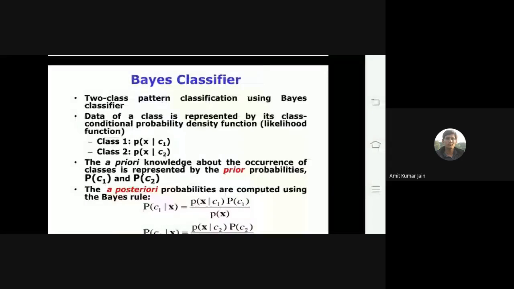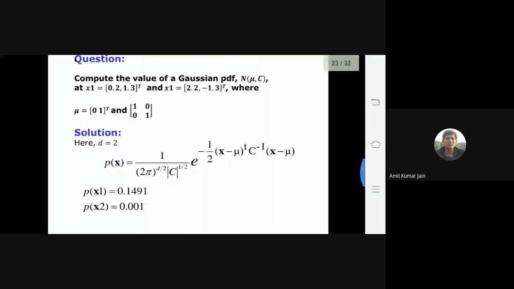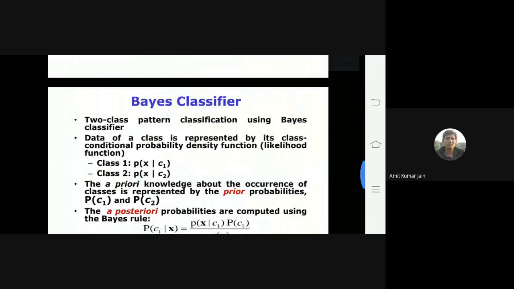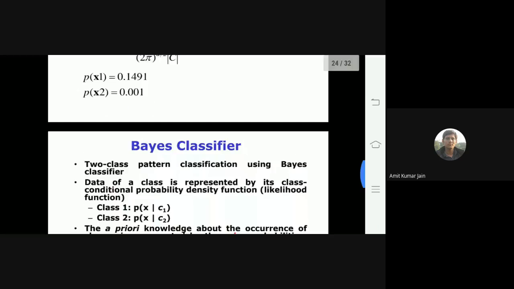For that, you have to calculate these two. One is the likelihood function, and you just replace the x value with the first testing sample value, and mu is already calculated for class 1. So in this formula, x will be replaced by the first testing sample; because you are calculating for class C1, mu will be mu1 and capital C will be capital C1. Similarly, you are now calculating the actual class label, which will be predicted by your model for test sample one.